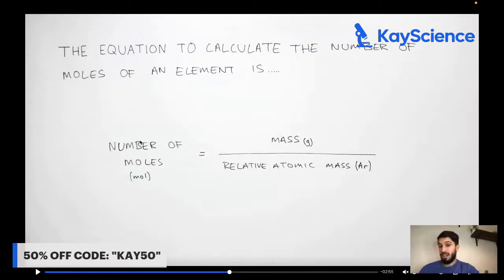I'm going to give you 30 seconds just to write down this equation. I do not want you to forget this. Number of moles equals mass divided by relative atomic mass. Please write down that equation on a piece of paper. You do need a piece of paper when working. You can summarize that as moles equals mass divided by Ar.